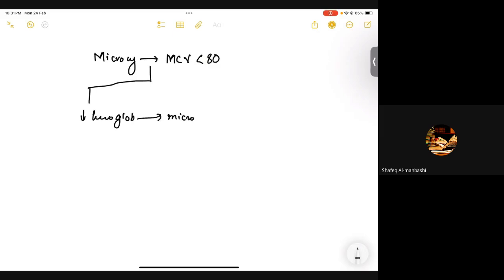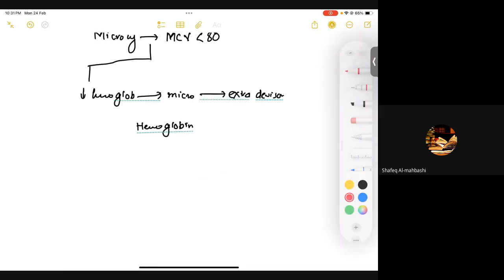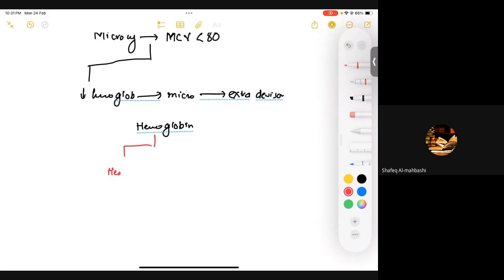Why? Because the red blood cell would try to compensate for this by undergoing an extra division. We discussed it, right? Extra division. We also discussed that hemoglobin is basically made of heme and globin, right? So we have our heme and we have our globin.